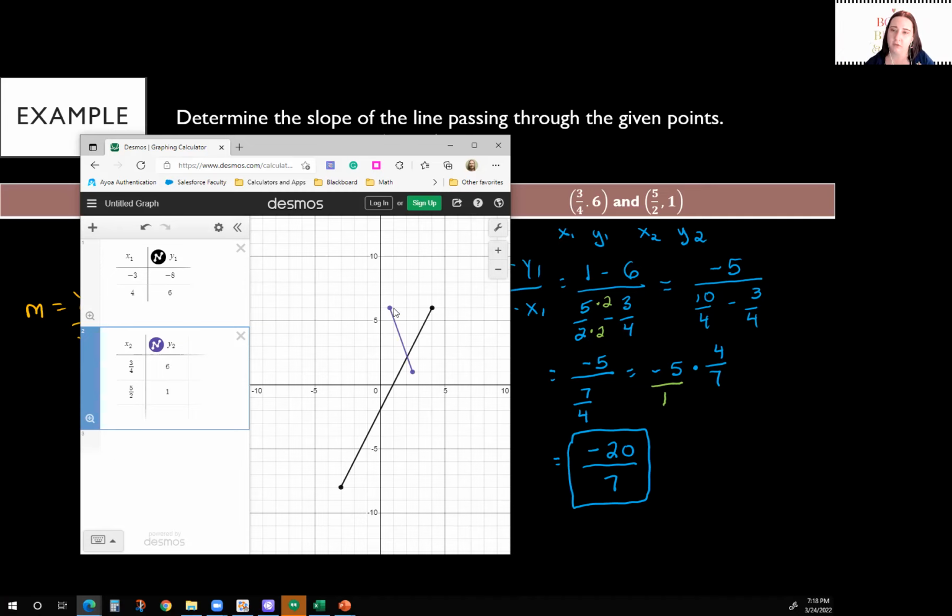So you can see that our second line, negative, means it's going down. So the first line is positive, so it's going up as you move from left to right. The second line is a negative slope. It's going down as you move from left to right. And this slope is steeper.